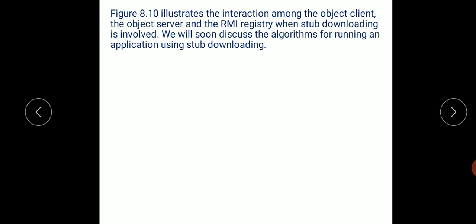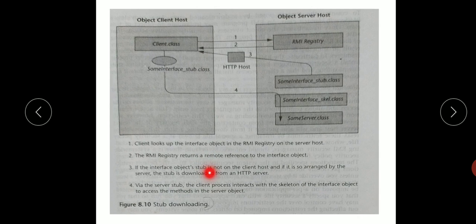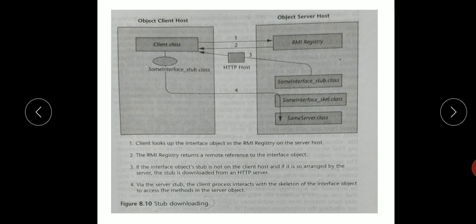There is a figure that shows the stub downloading. See the steps involved here. This is the object client host and the object server host. The first step is that the client looks up the interface object in the RMI registry on the server host. The second is that the RMI registry returns a remote reference to the interface object to the client.